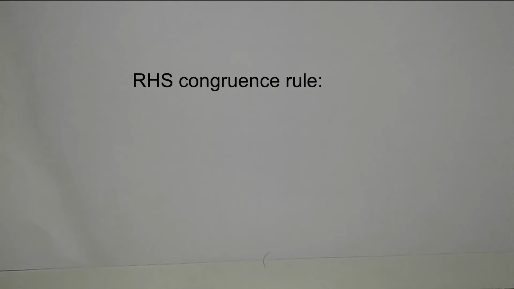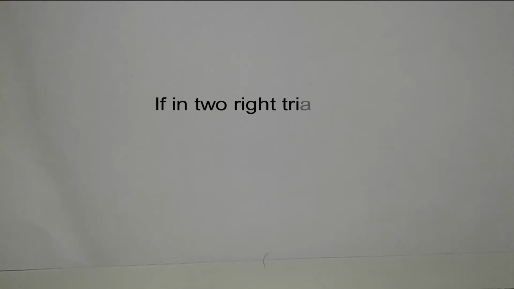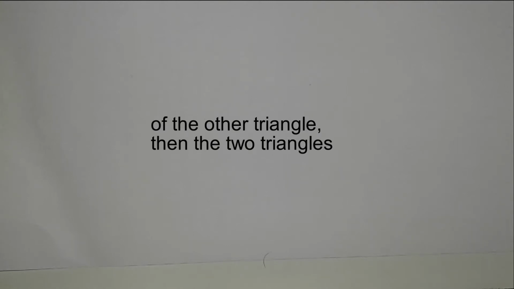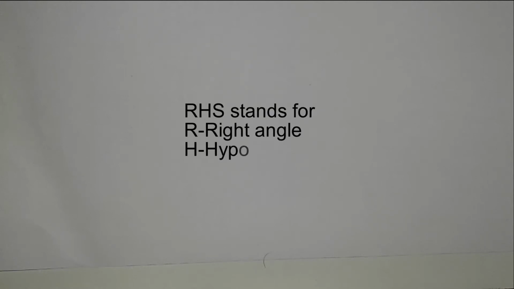The second congruence rule is, if in two right triangles the hypotenuse and one side of one triangle are equal to the hypotenuse and one side of the other triangle, then the two triangles are congruent. RHS stands for right angle, hypotenuse and side.